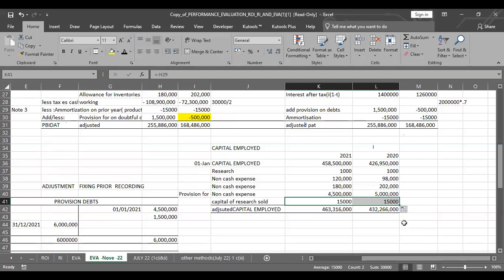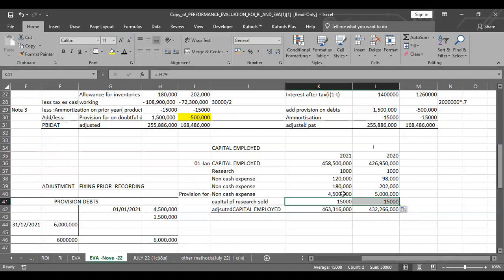Why, hello? Yes, please. Why provision for doubtful debt? You are the provision for doubtful debt. Yes. This 4.5 and 5 million, you have added them instead of adding the difference.